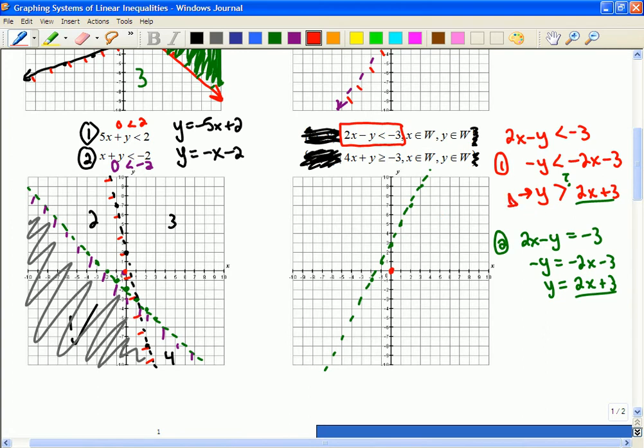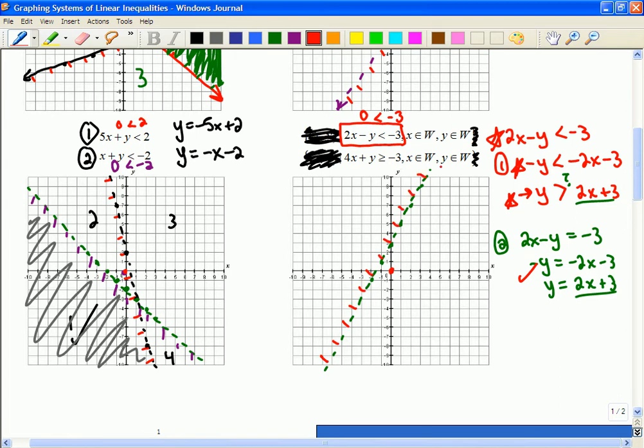I could test it on this one. I could test it on this one. I could test it on this one. They're all the same. We've just rearranged the same inequality. So that's why this one is nice, because I just go right back to the same inequality here and test the point in that one. So it'll be, is 0 less than negative 3? Is that true? No, it's not. So I'm going to shade this side of the line here.